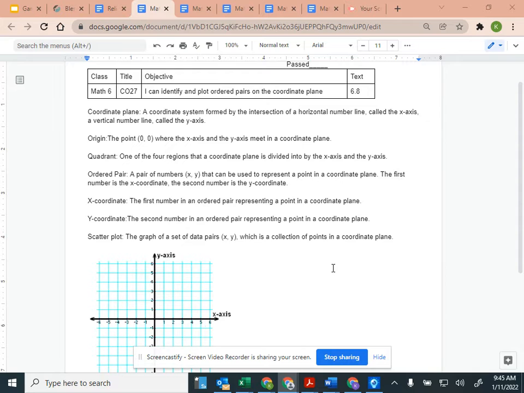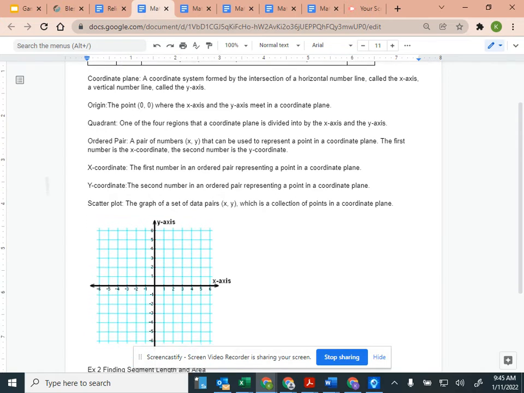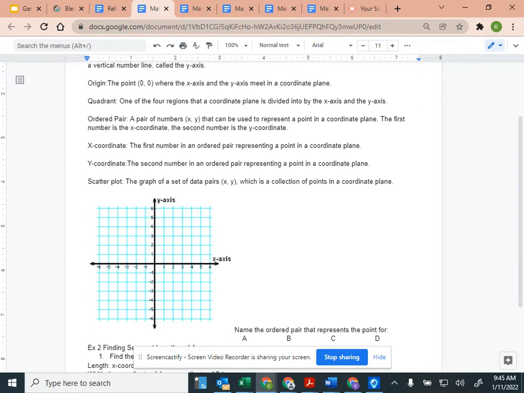The coordinate plane is the system of the intersecting horizontal number line called the x-axis with the vertical number line called the y-axis. So if we look at our graph, the x is horizontal, it goes across. The y is the vertical, it goes up and down. The origin is right in the middle. That's where it is 0, 0.